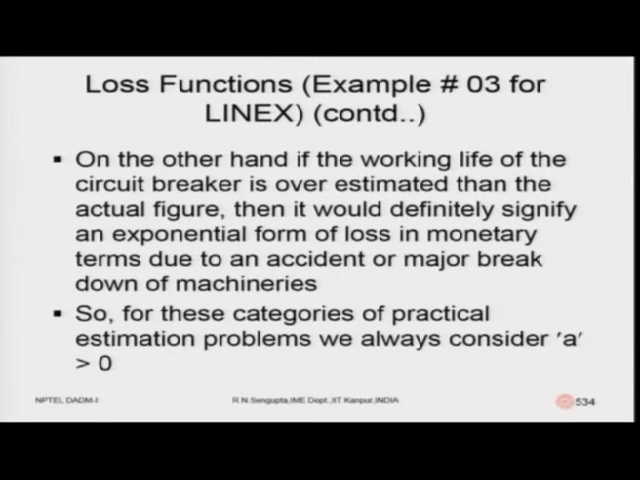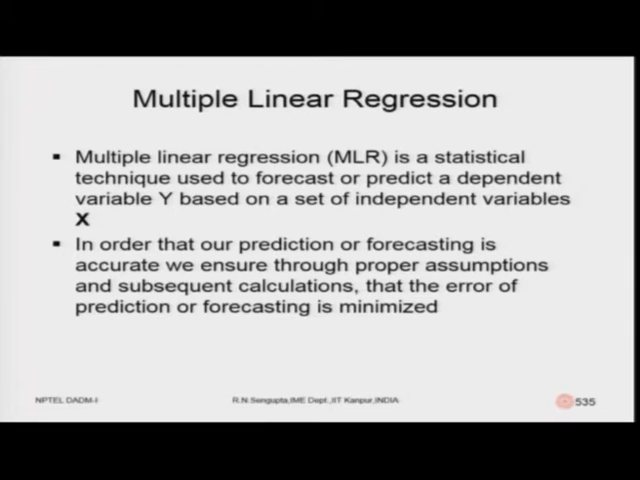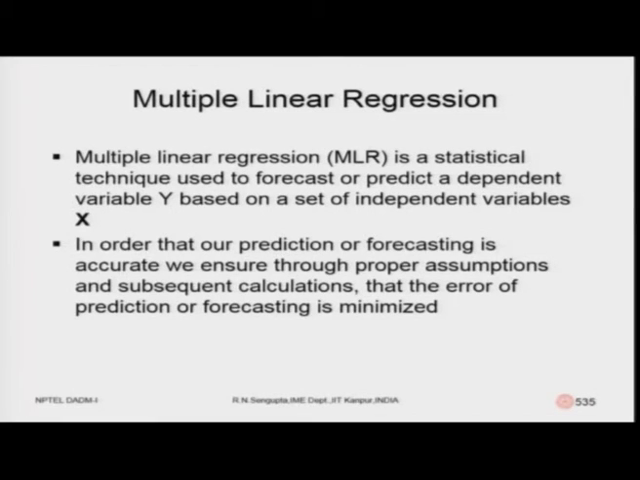Now, we will switch our discussion to multiple linear regression. Multiple linear regression is a statistical technique used to forecast or predict a dependent variable y based on a set of independent variables x. So, x is basically a vector. If you remember, I did discuss this point; I will try to go into more detail, not with the proofs, but more with the solutions.